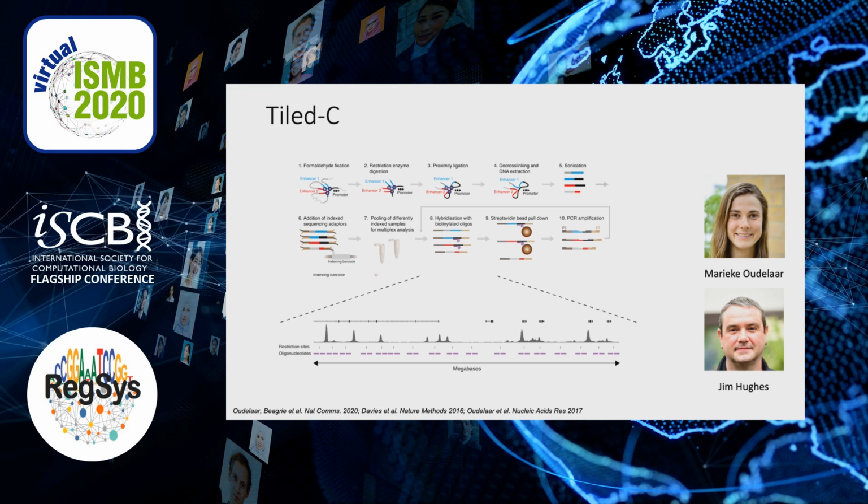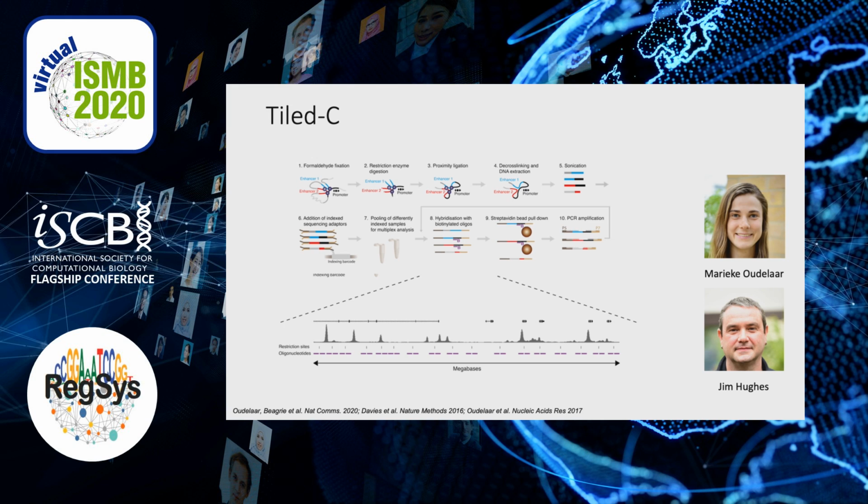So having determined when expression starts, we then needed to look at DNA loops. Marika and Jim Hughes, who are key collaborators, developed this really cool new method called Tiled-C, which is essentially a variant of 3C, where you fix the chromatin using formaldehyde, you digest using a restriction enzyme, religate the DNA together, and then you capture these 3D DNA contacts.